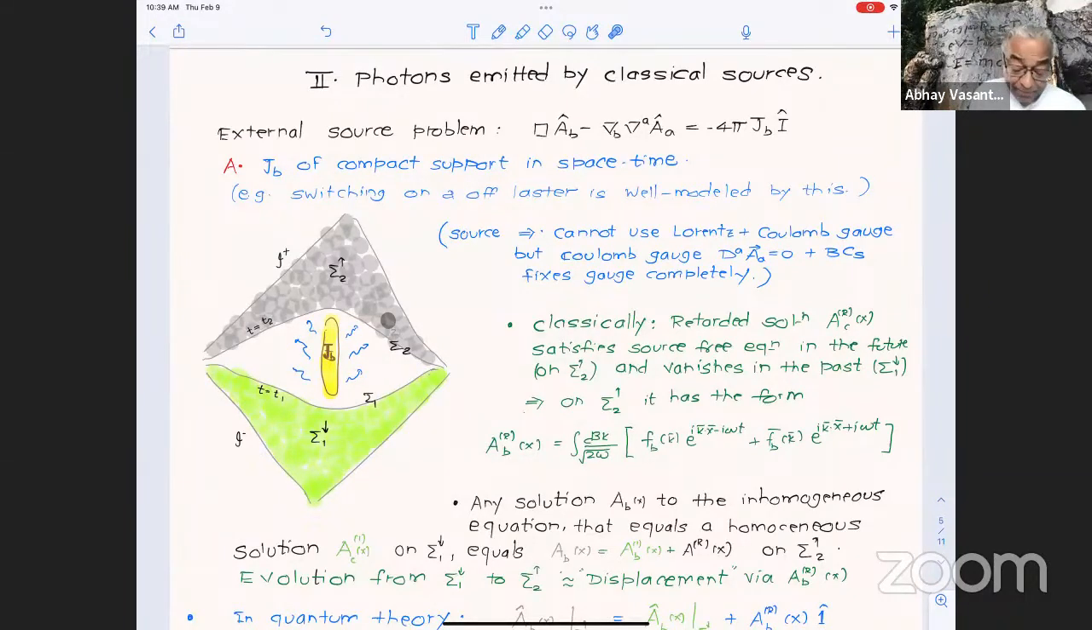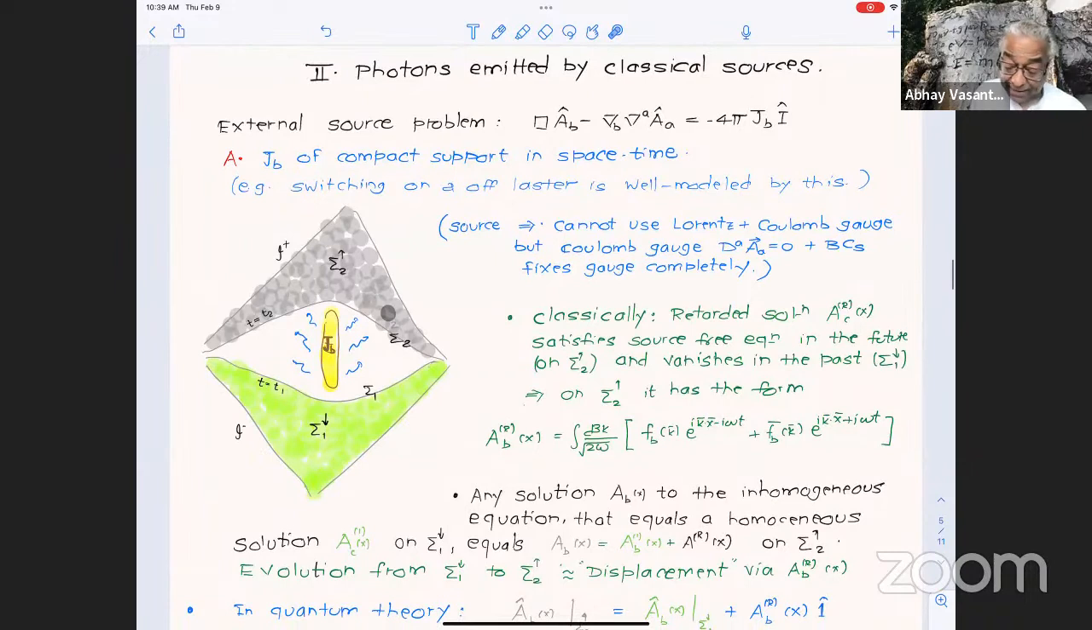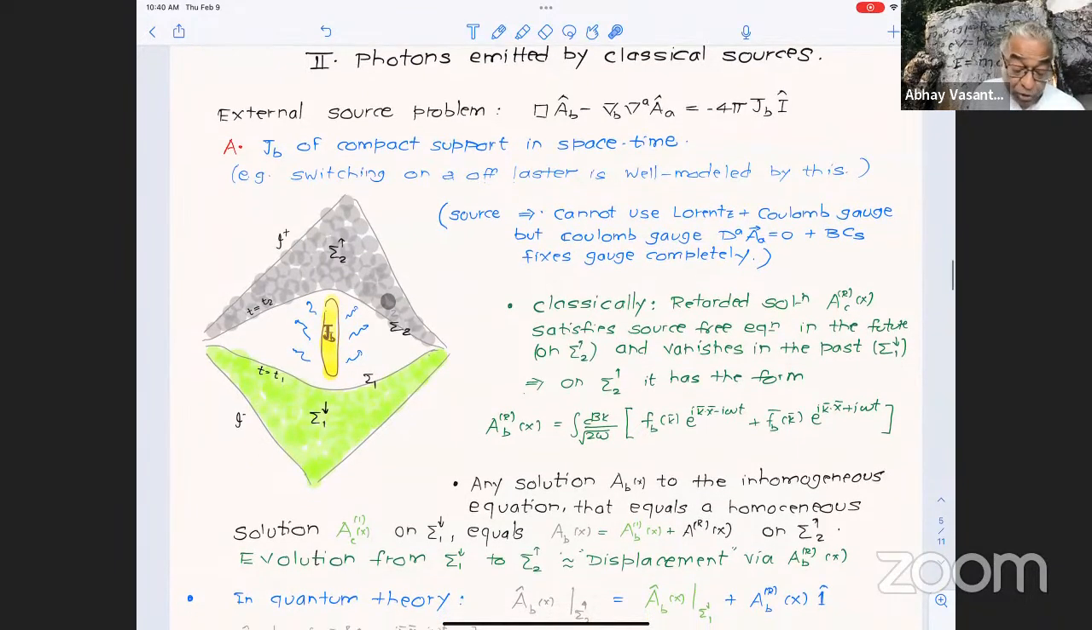Okay, so let me now talk about the photons emitted by classical solutions. So this is part two. What we're looking at now is the external current problem. So there is an external current, and this is a classical current, therefore it is just multiplied by the identity. And I'm looking at photons that are created by this classical current.